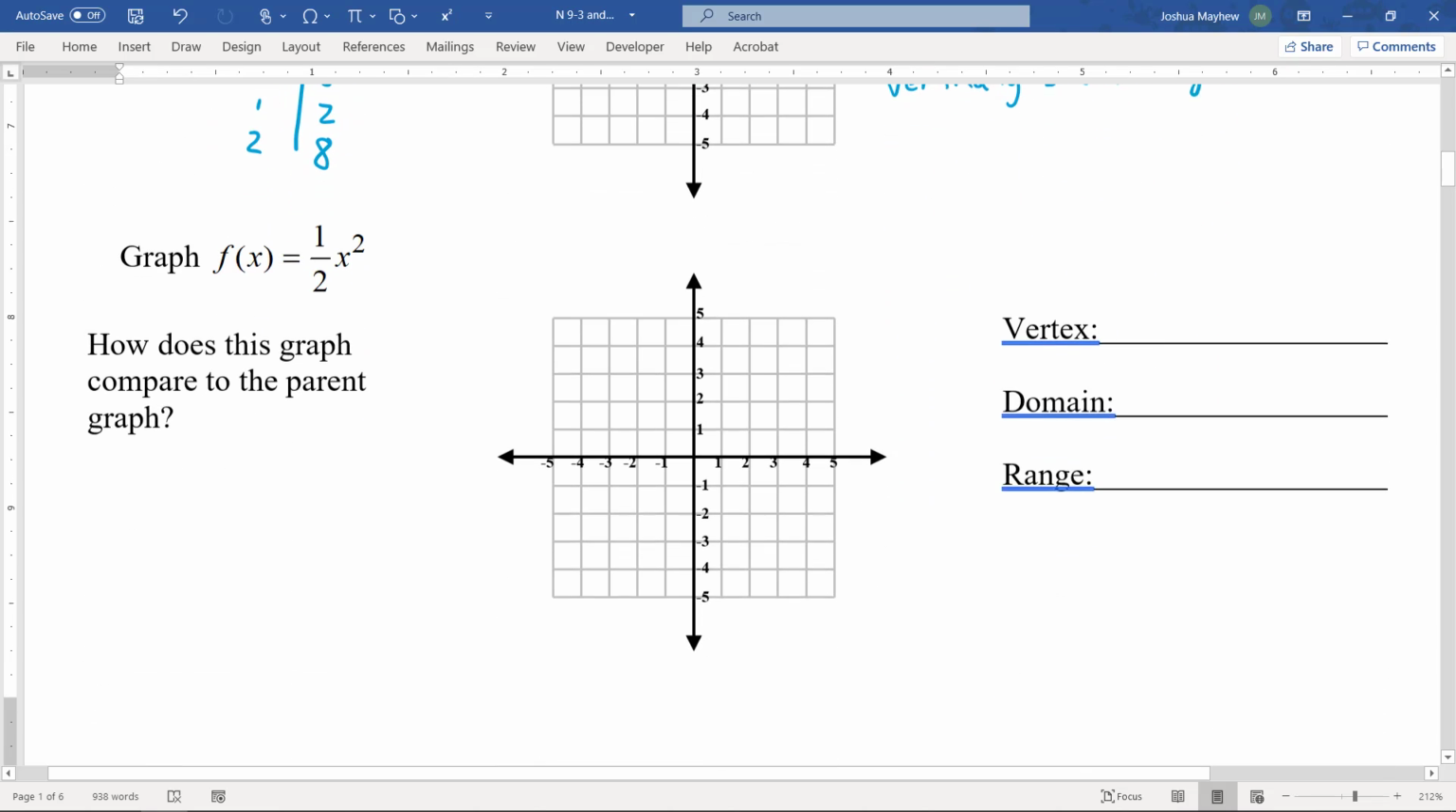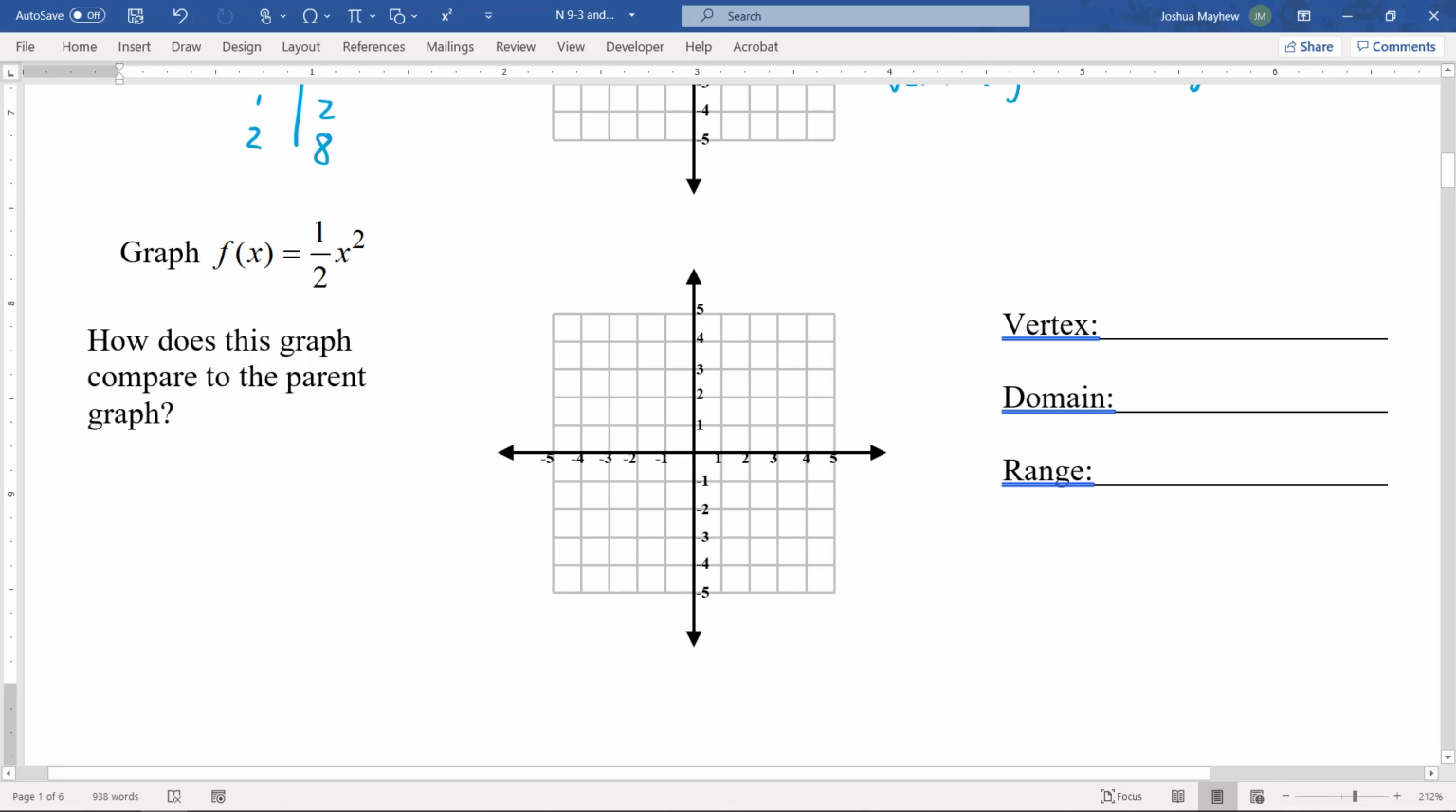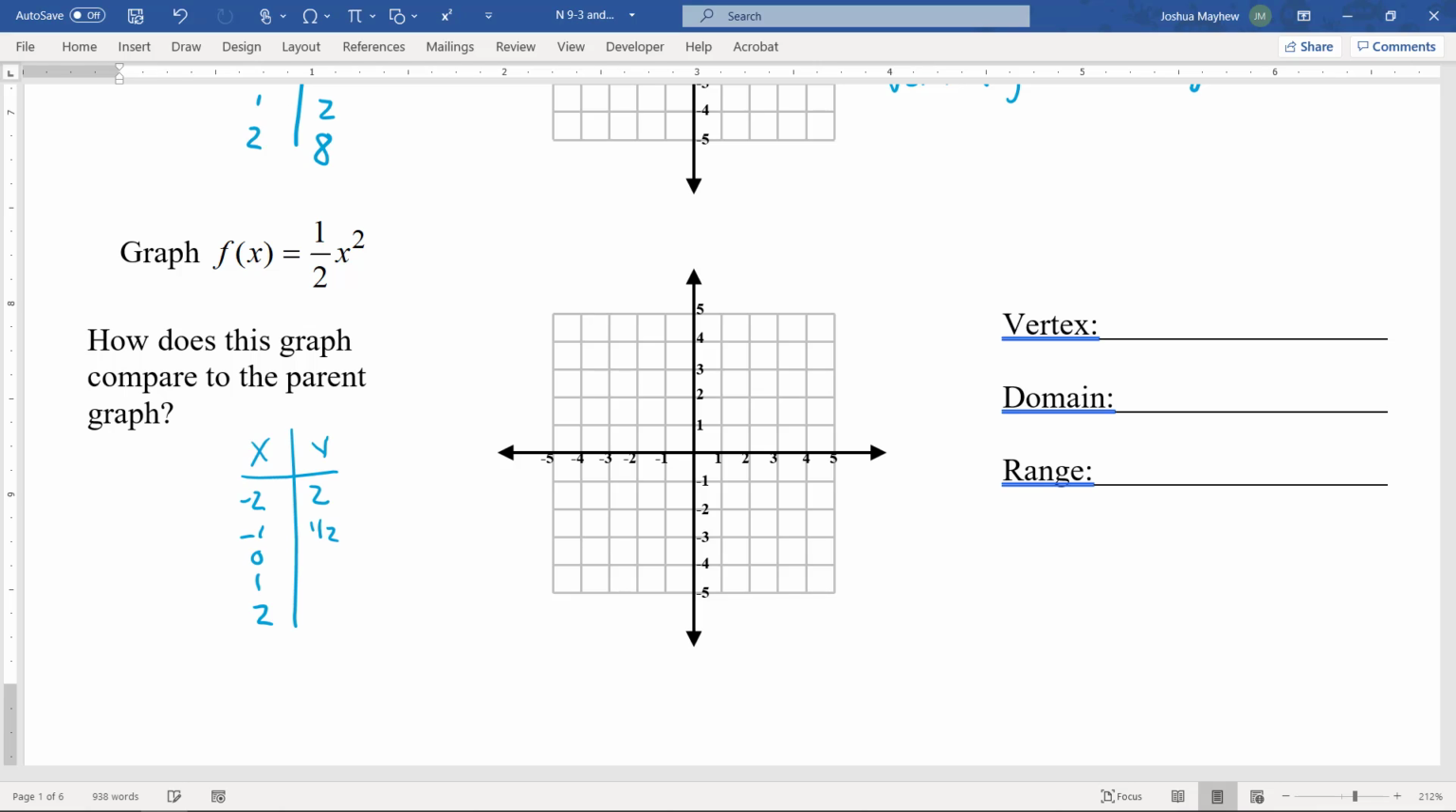It says f of x is 1/2 x squared. Okay, well, get your points if you want. Use your calculator. I'm gonna do them here so that you can see them. So this will be -2 squared is 4, half of 4 is 2. -1 squared is 1, half of 1 is 1/2. 0, 0, 1, 1/2, 2, 2.